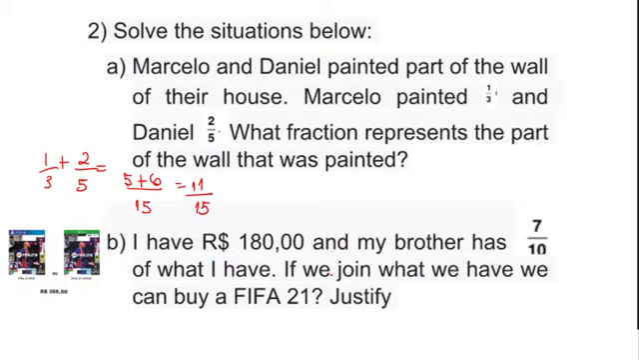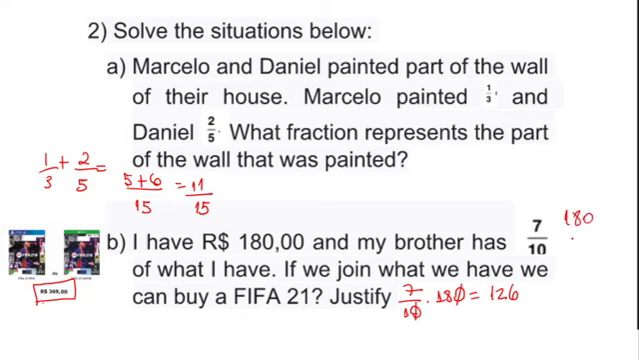Now I have 108 reais and my brother has 7 over 10 of what I have. If we join what we have, can we buy FIFA 21? Justify. So FIFA 21 is 369. So first of all, I have to find 7 over 10 of 180. I simplify here, I will have 7 times 18. 56 goes 5, so is 126.